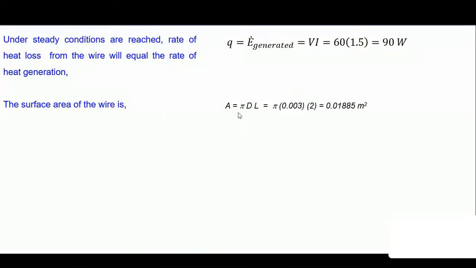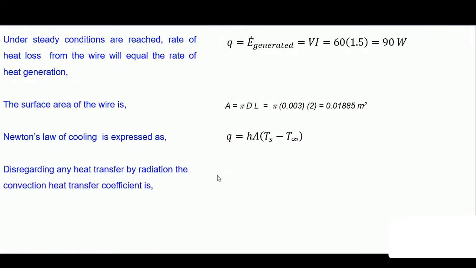The surface area is pi d l, and it is 0.01885 meter squared. And if you apply Newton's law of cooling, that is the rate governing equation for the process of convection, Q is equal to h into A into (Ts minus T infinity). Q is known to us. Area of surface is already calculated. Surface temperature is known. Fluid temperature is known. So the only unknown is the heat transfer coefficient.